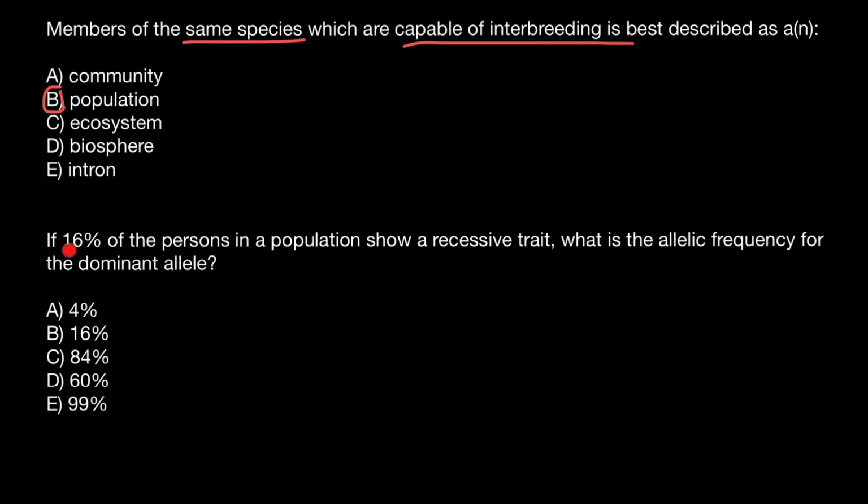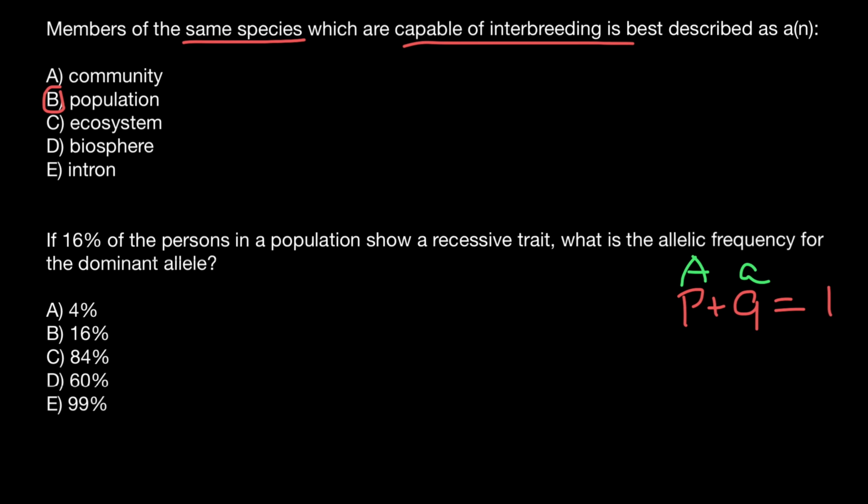Next question: if 16% of the persons in a population show a recessive trait, what is the allelic frequency for the dominant allele? Take a look. If we have only two alleles in our population, we can say allele P and allele Q. If you like, we can say dominant allele A and recessive allele a. But in statistics, we usually use P and Q alleles, and all these alleles, if we combine them, of course, would make 100%. We usually do all the calculations on the scale between 0 and 1 equals 100%.